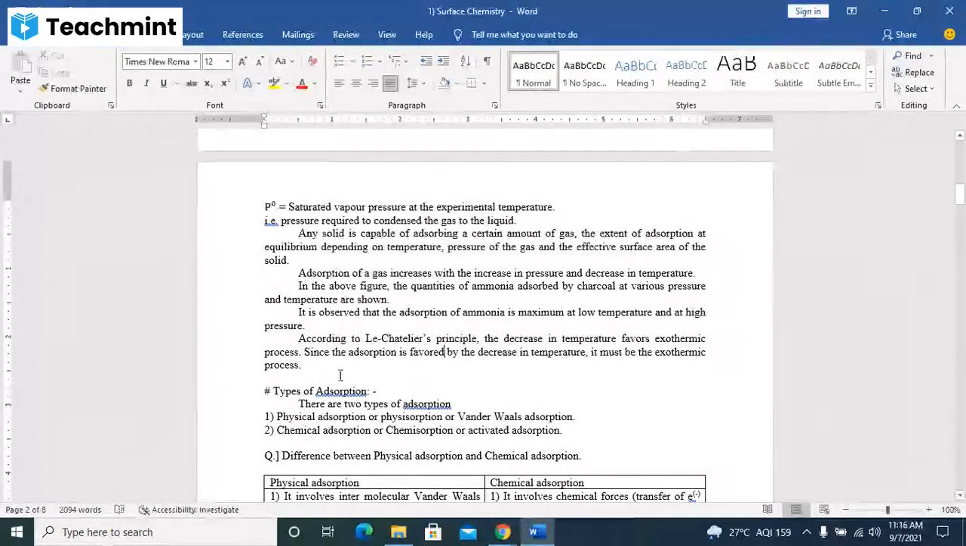Then we will see the types of the adsorption. There are two types of the adsorption. One is the physical adsorption, उसे physisorption भी कहते हैं या van der Waals adsorption भी कहा जाता है. Second वाला है chemical adsorption या chemisorption, और you can call it activated adsorption also. Okay, ये अलग अलग नाम है, MCQs के लिए भी यूजफुल रहते हैं. Okay, I am always trying to give the different things.